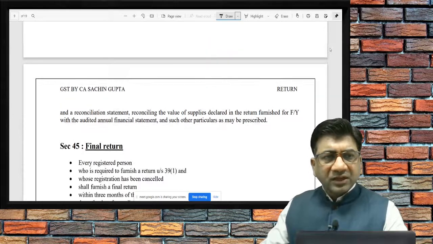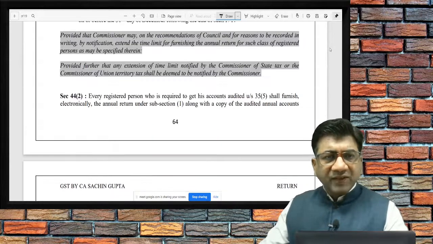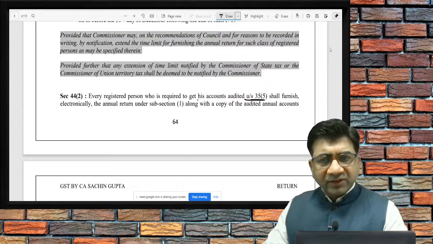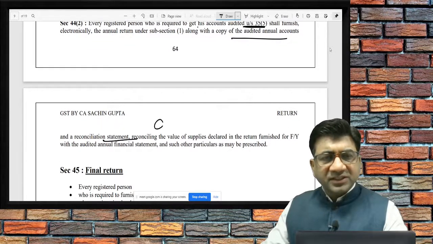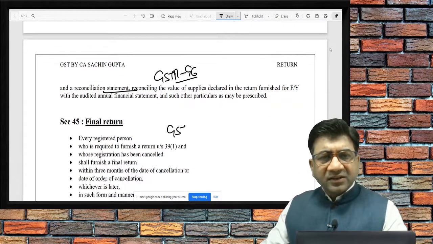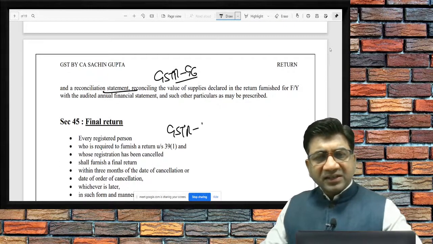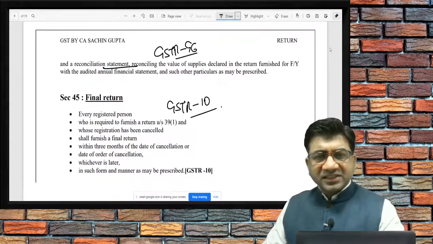This was the audit people, 9C. Every establishment whose records got audited under section 35(5) files along with the copy of the audited financial statement and reconciliation statement. This is GSTR 9C. The final return is in GSTR 10. Final return, GSTR 10.